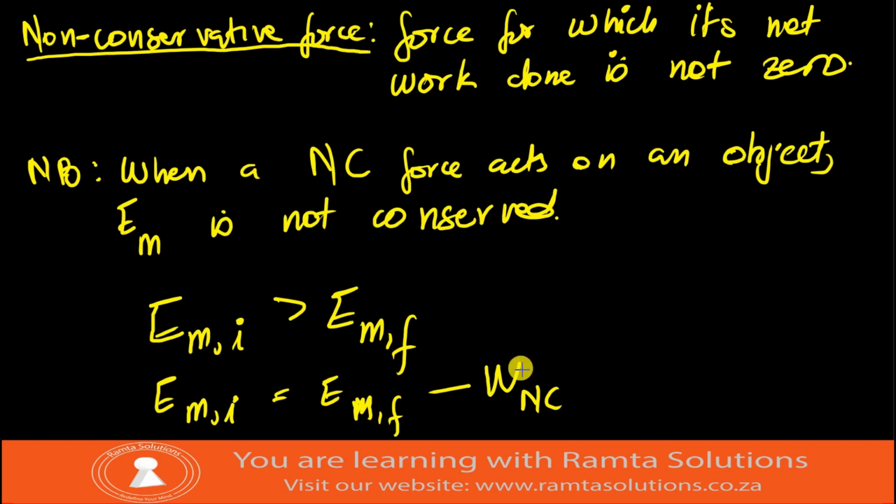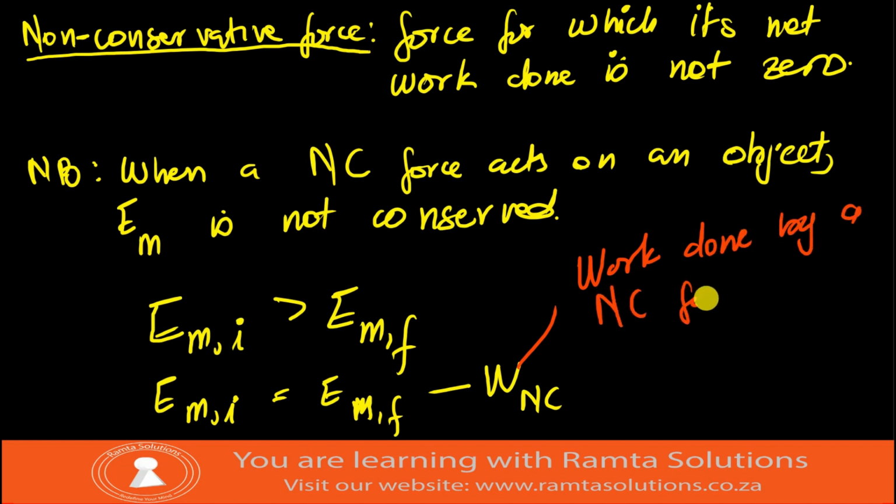So this W NC is work done by a non-conservative force. Oh, this word is too long. I'm sorry, I can't be writing it over and over. However, you are permitted to write W sub NC. That's your work done by a non-conservative force. Okay? So now you know what mechanical energy is. So now let's simplify this.